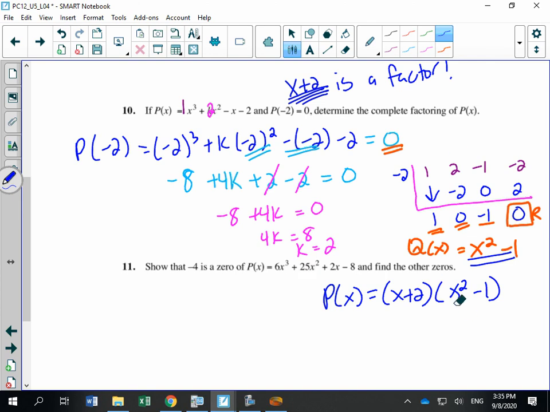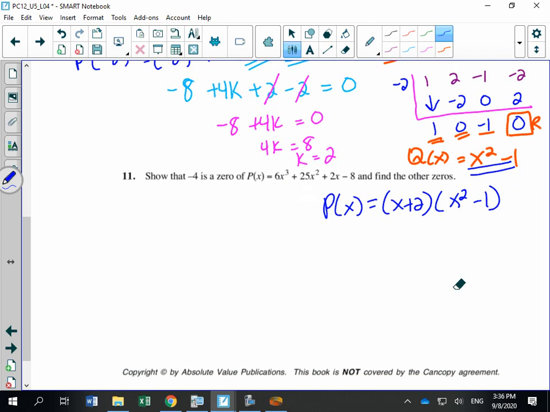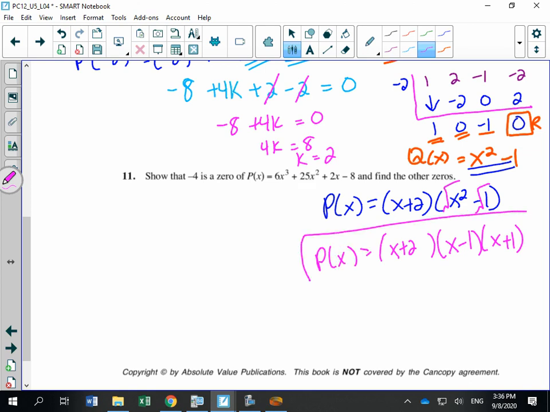And this, hopefully you recognize from Math 10C, Math 20-1, is not completely factored. This is a difference of squares. So two terms separated by a minus, both of these terms can be square rooted. So what this becomes is x minus 1, x plus 1, x plus 2.